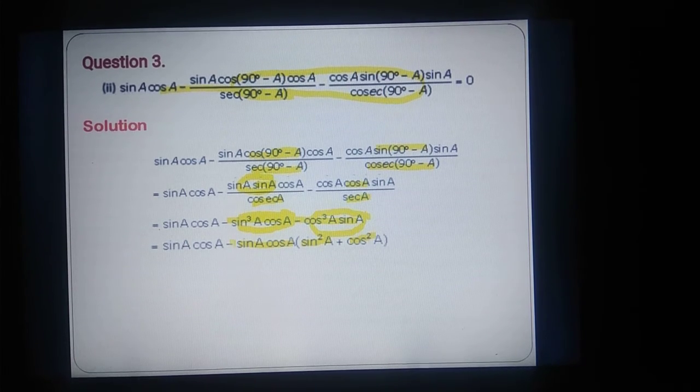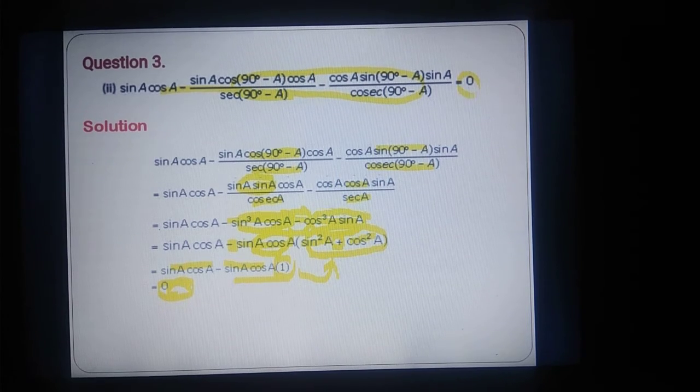Now as I have taken minus common, this minus also becomes plus out here. And what is the value of this sin square a plus cos square a? This is equal to 1. So that's why I'll get sin a cos a minus sin a cos a, this one, and this one corresponds to this one, right? So this full thing is again sin a cos a. So sin a cos a minus sin a cos a is equal to 0, which is my right hand side. That's what I wanted to prove. So pause the video to note down.